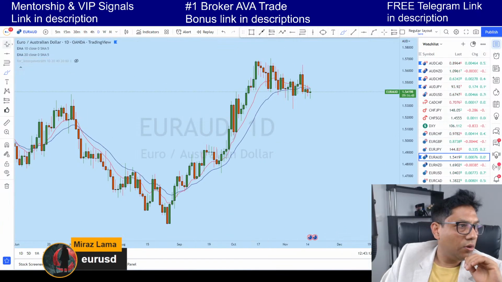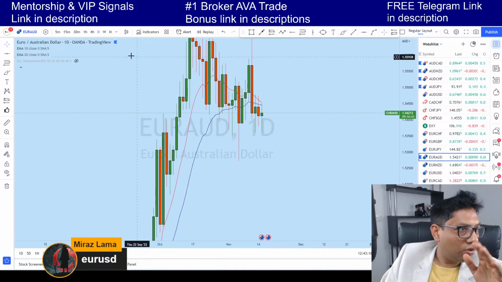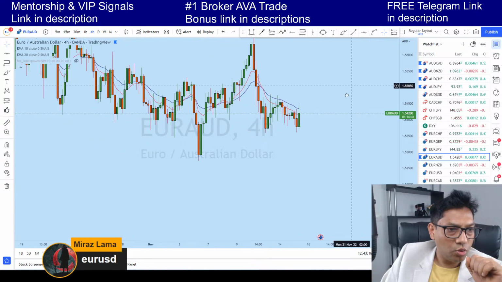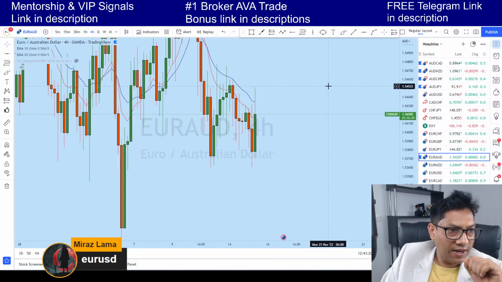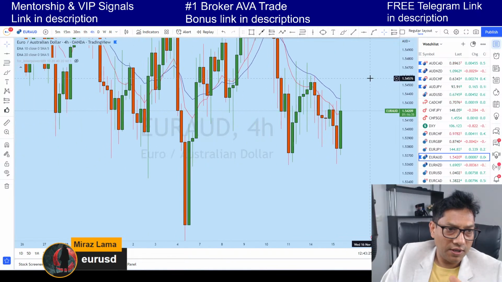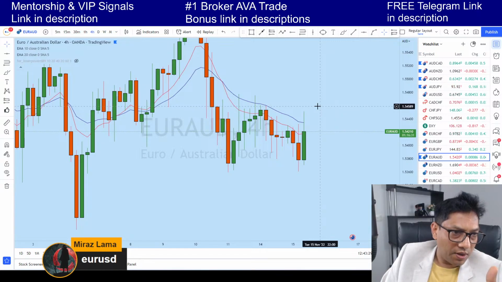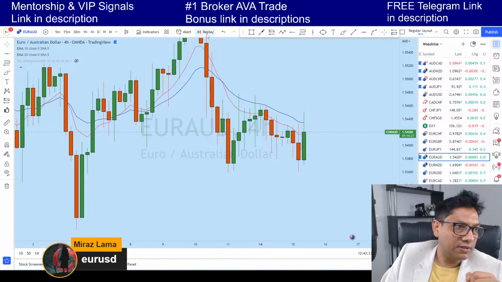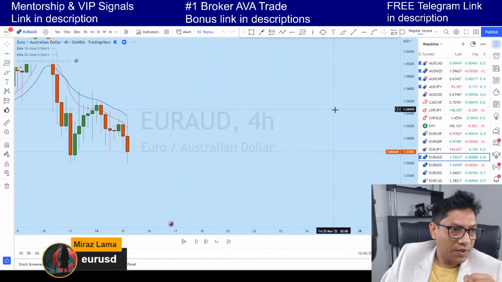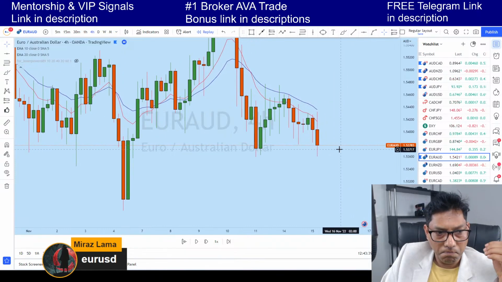So Euro AUD, we see that the price on the daily went to the daily 20 EMA and created, in fact, a massive manipulation. This is not only manipulation, it's a massive manipulation. Why? Because if you look at the previous one, let's replay the chart, then you'll understand. If you look at this one, this is in fact a perfect bearish price action.